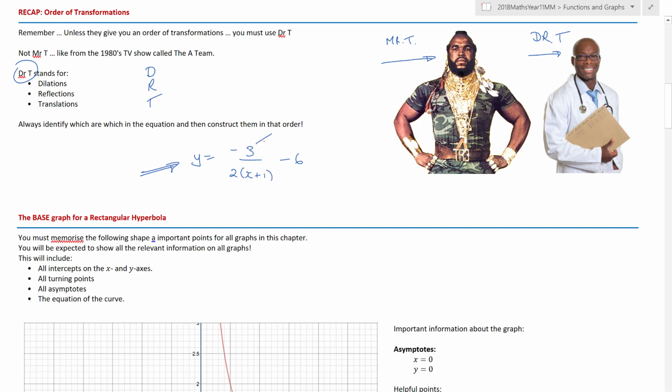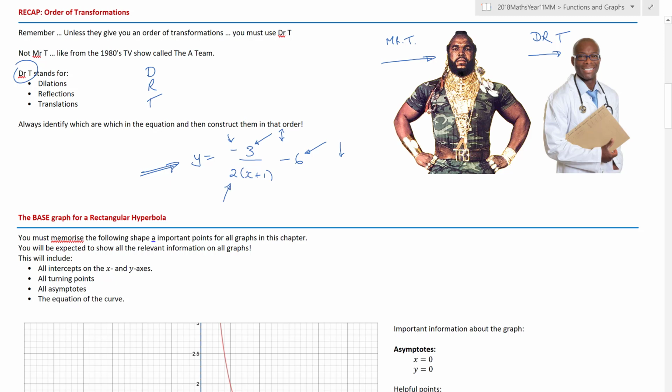So I know that this value here, this 3, is basically a dilation away from the y-axis. I've just learned to look and know what that is. This minus sign is actually a reflection in the x-axis. This -6 means we're going to move down 6 places. My whole function is going to be translated 6 units down.